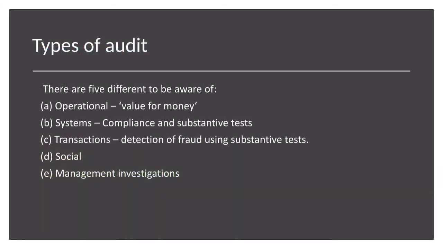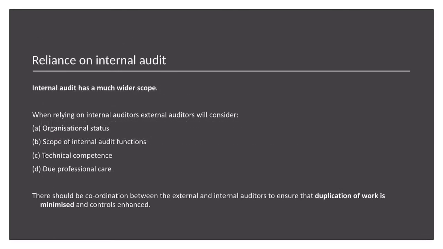So what are the types of audit that we have is mainly operational, a value for money evaluation, okay, whether it is worthwhile to invest or not. Systems, looking at compliance and substantive test, going in detail and finding out whether the system and softwares are working. Transactions, detection of fraud using substantive test. Now, substantive test, there is another word also for this. It is known as a test of details. Social audits and management investigations, that can be any kind of investigation.